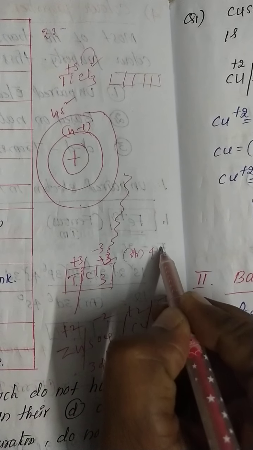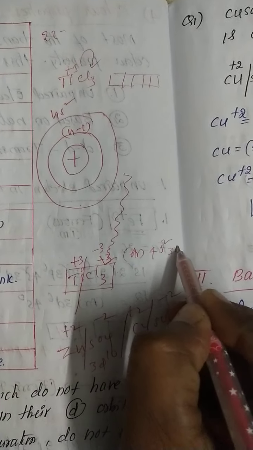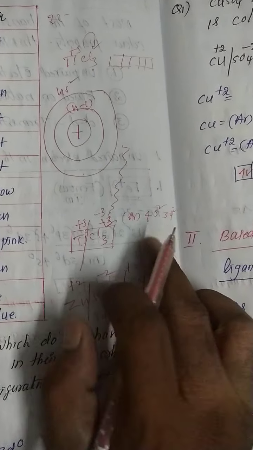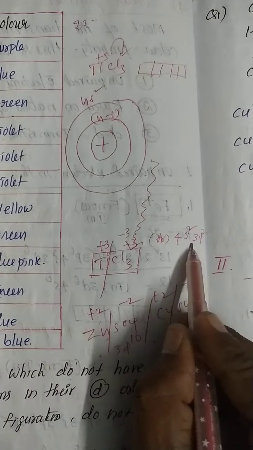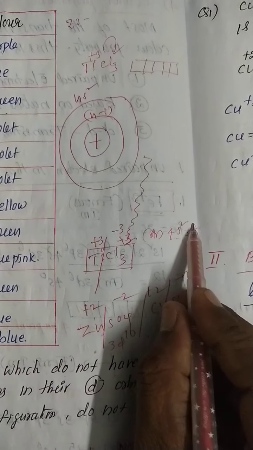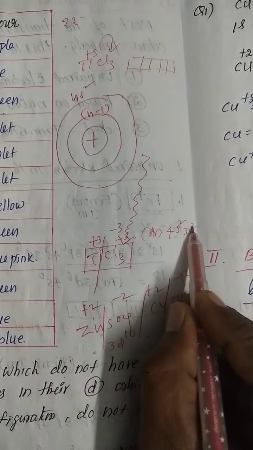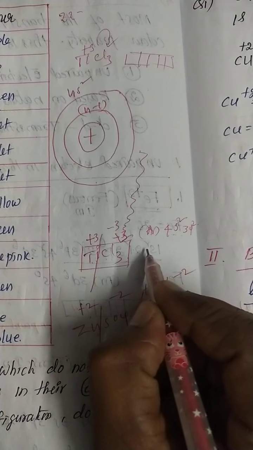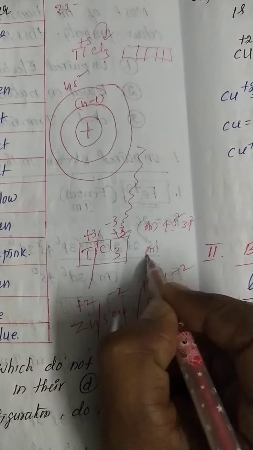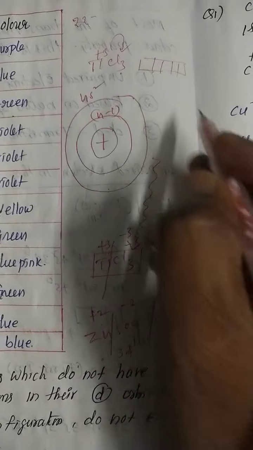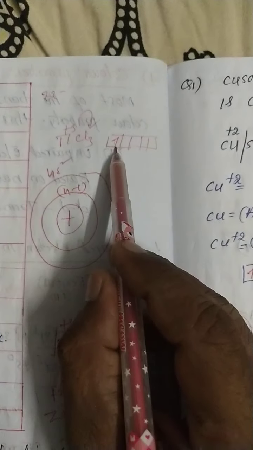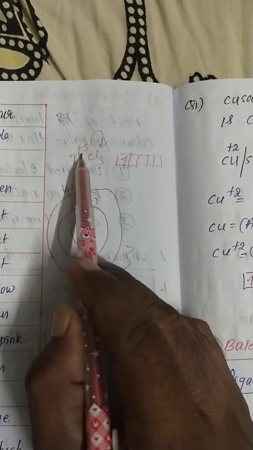Argon 4s2 3d2. Scandium, titanium 22. Upon losing 3 electrons, what happens here? 2 electrons from the s orbital, 1 electron from the d orbital. So the configuration of titanium plus 3 is argon 3d1. So one unpaired electron is there. One unpaired electron is present in titanium plus 3.